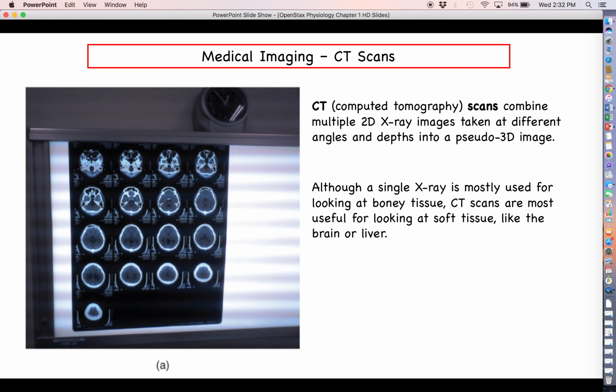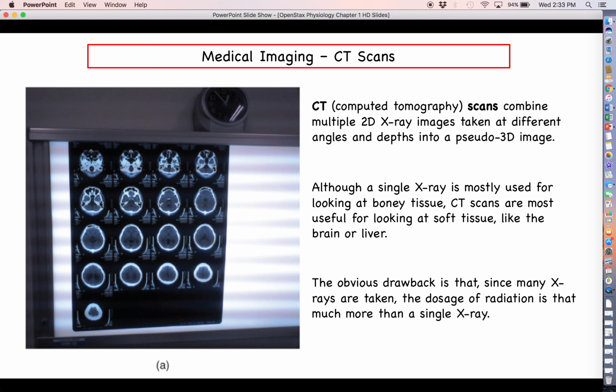Even though a single X-ray is more for looking at bones, with CT scans, because you're getting multiple X-rays at different angles and depths, we can use it to look at softer tissue like the brain or the liver. The picture on the left is specifically of the brain. A single X-ray of the brain probably wouldn't do us much good, but multiple X-rays taken at different angles can give us some nice detail in terms of what the brain is looking like.